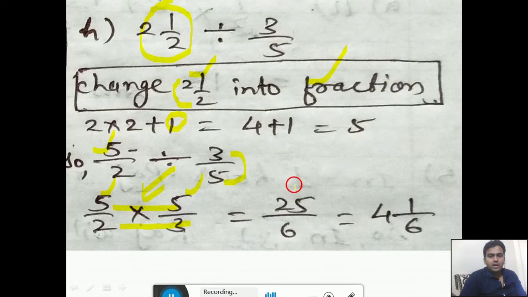So you got 25 upon 6 and you can change this 25 upon 6 into a mixed fraction. So many questions I solved from improper fraction to mixed fraction. Now you can solve. So it will be equal to 4 complete 1 upon 6.